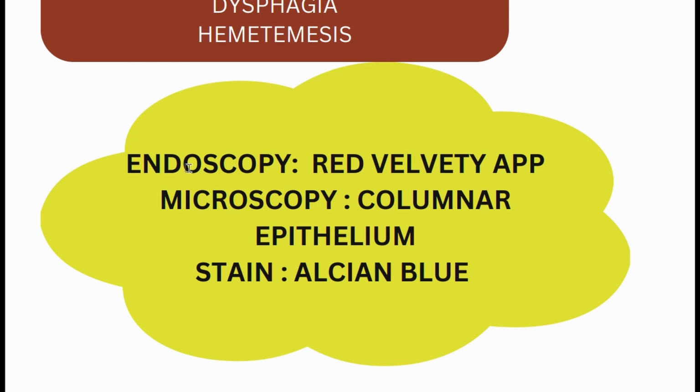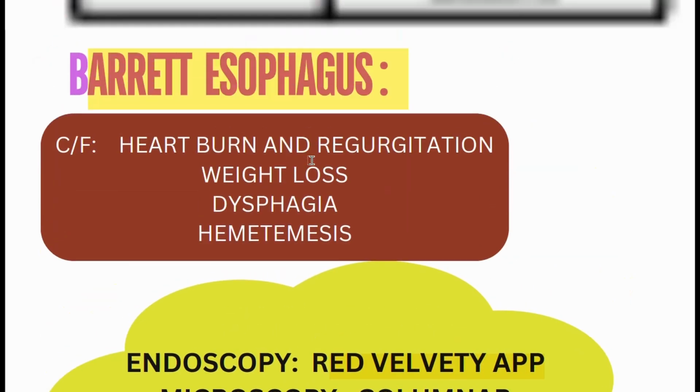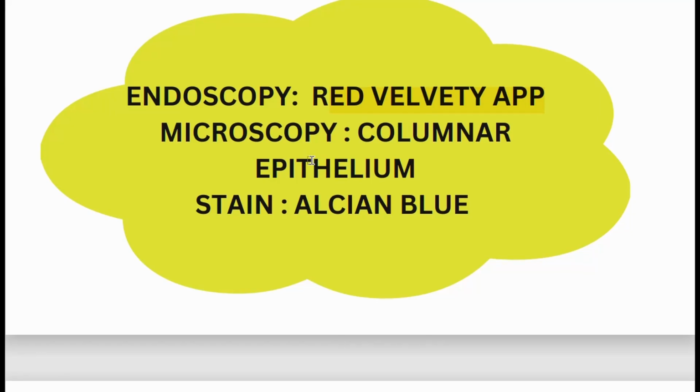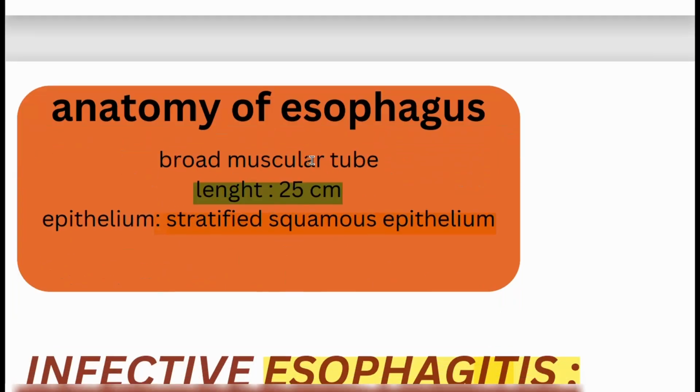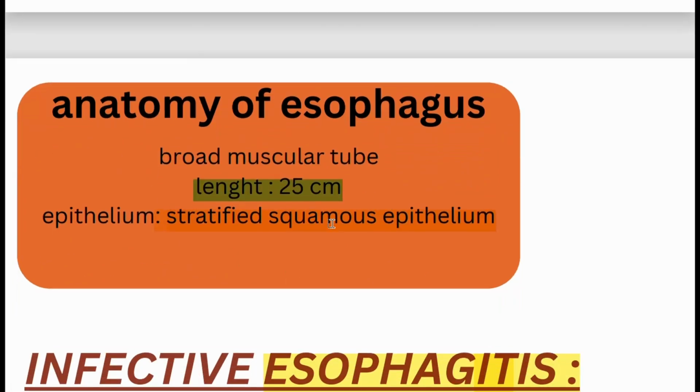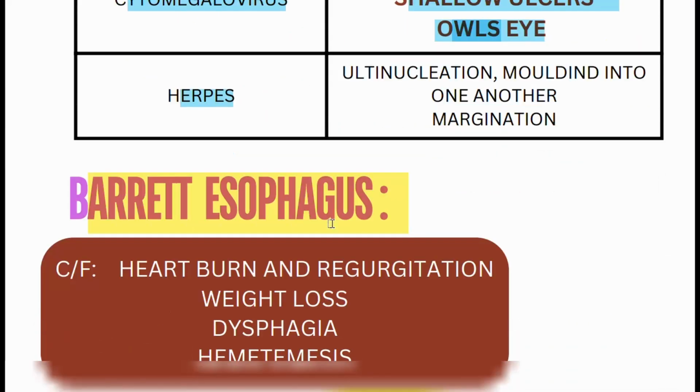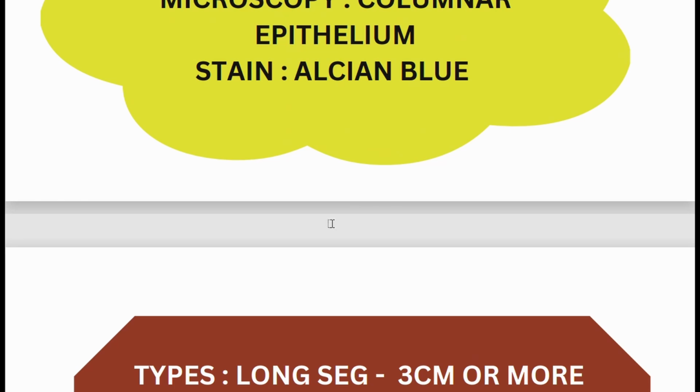After the results of the endoscopy, you find a red velvety appearance. By this, you will come to a conclusion that it is Barrett esophagus, and you will observe the microscopy. In that, you will see columnar epithelium. Normally, the esophagus is not columnar epithelium, it is stratified squamous epithelium. So you come to a conclusion that a metaplasia has happened.